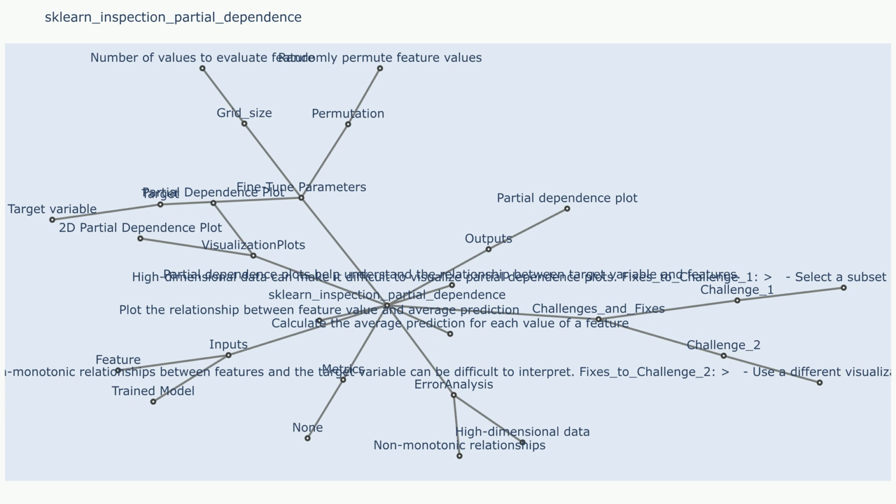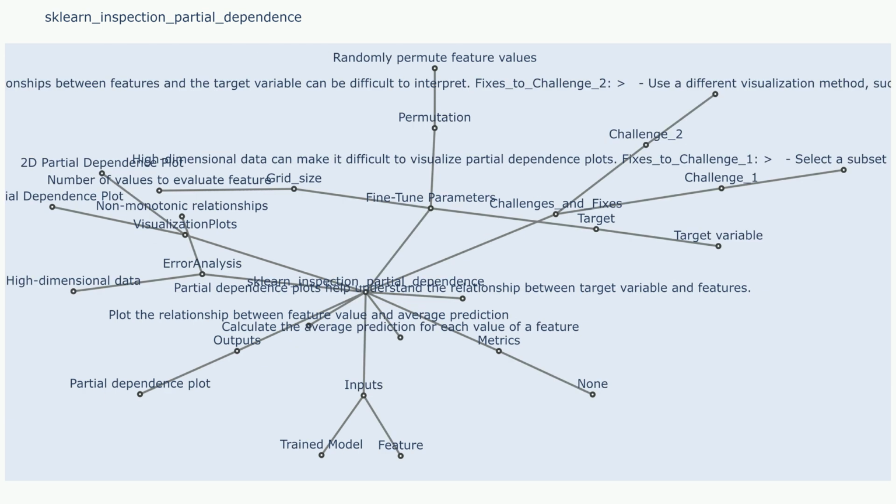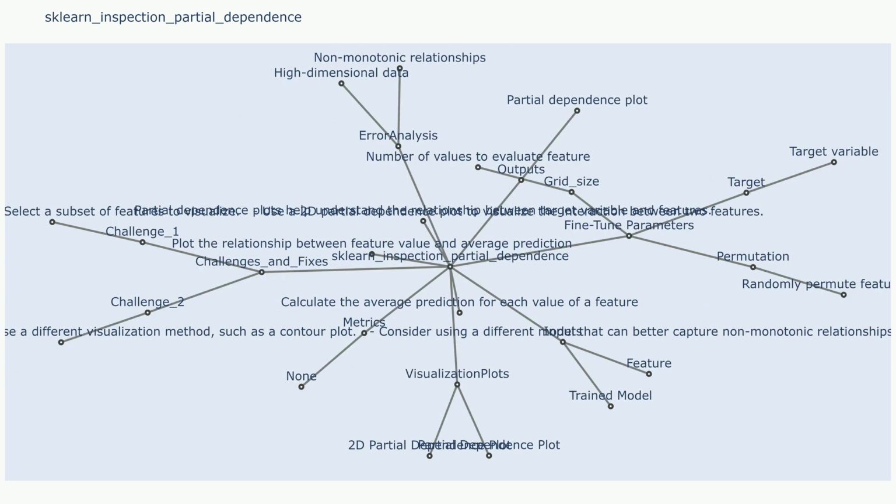Inputs: model, a trained machine learning model, e.g., decision tree, random forest, neural network. Feature: the specific feature you want to analyze. Data: the dataset used for training the model or a subset. Outputs: PDP plot, a visual representation of the feature's impact on the target variable, typically showing the average predicted value across different feature values. Feature values: the range of values of the selected feature used for plotting the PDP.